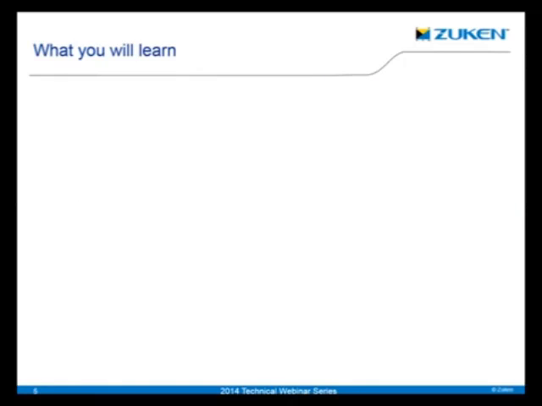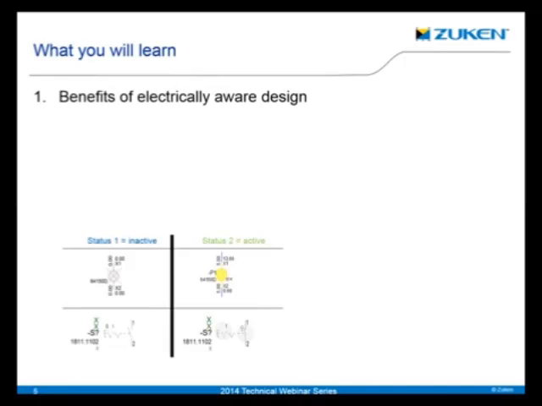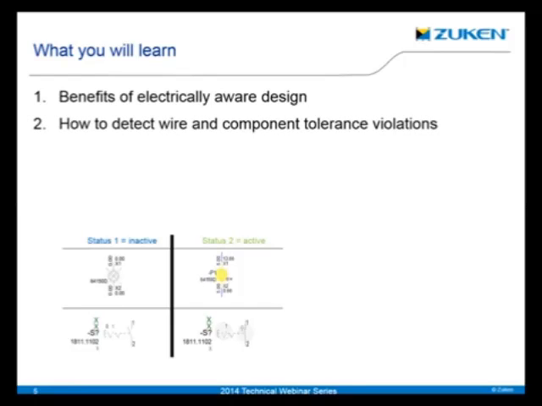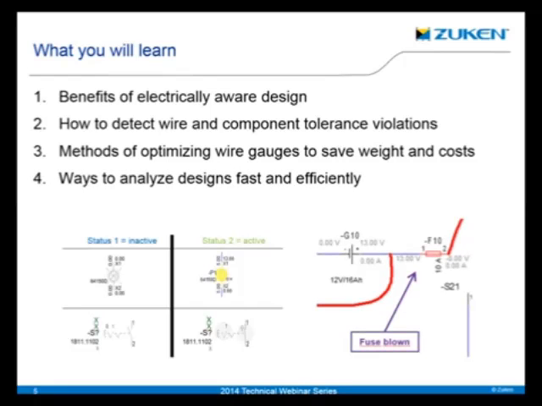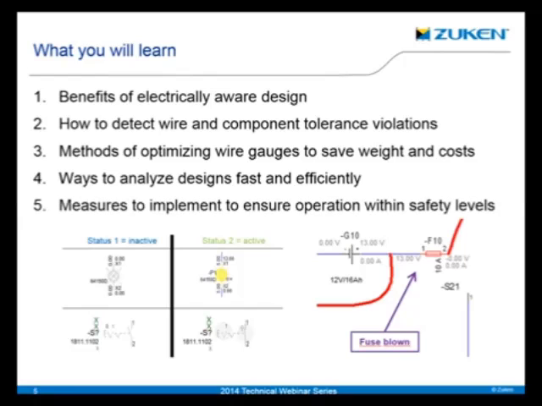And here is what you will learn during this webinar. The benefits of integrating electrical checking into your design process, how to check voltage and current for all components in your design, methods of optimizing wire gauges to save weight and costs, how to analyze the design and check the internal resistance of connectors, and how to ensure your design operates within the loads permitted.